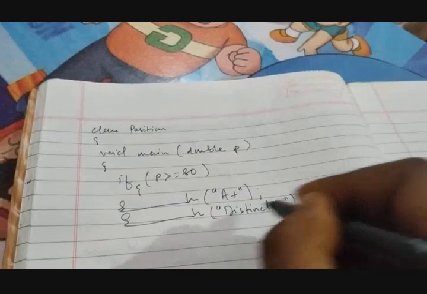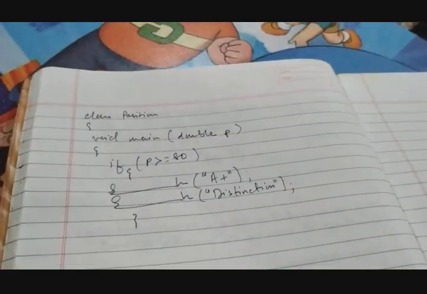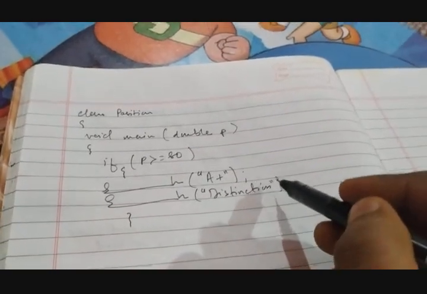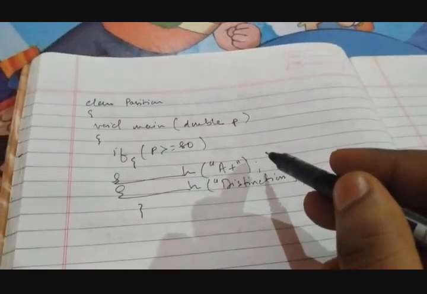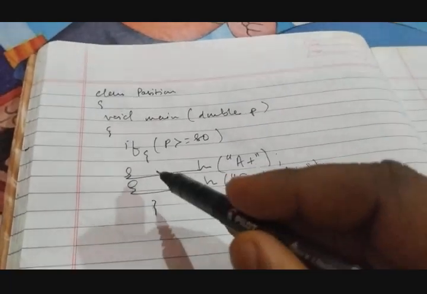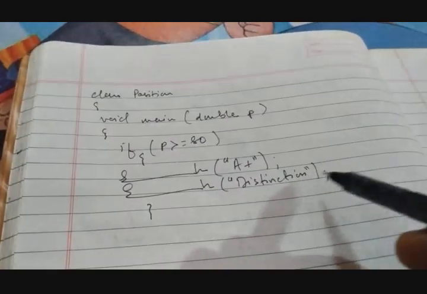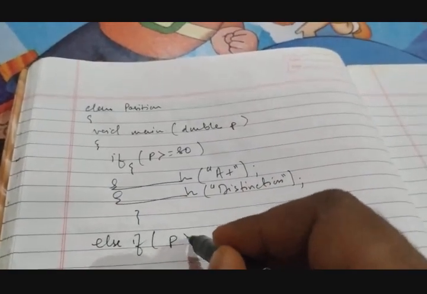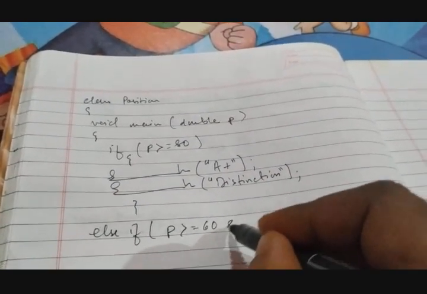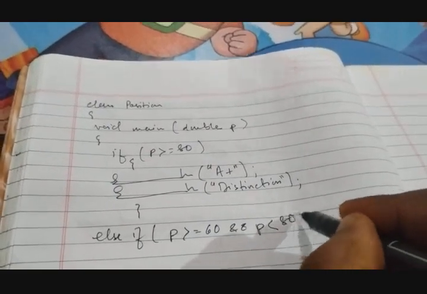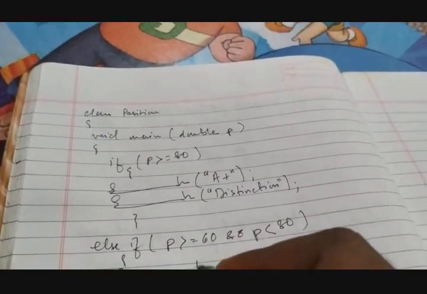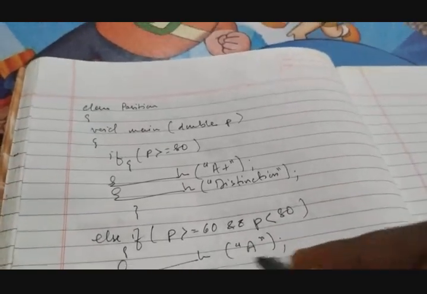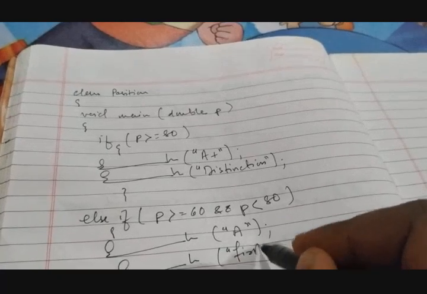Now since this if is containing curly braces, why? Because we have two statements here. So when more than one statement is there, then the curly braces are compulsory. Therefore we have to use curly braces. Else if percentage is greater than equals to 60 and percentage is less than 80, then println, the grade is A and it is first division.